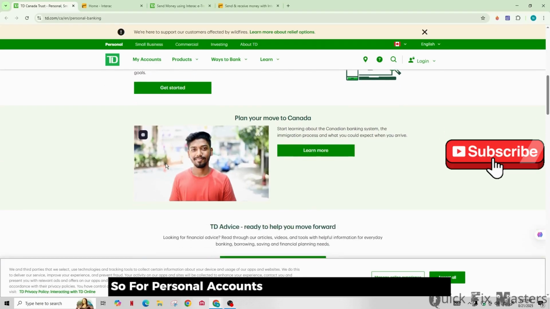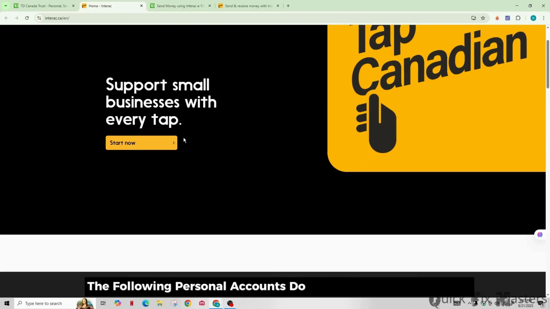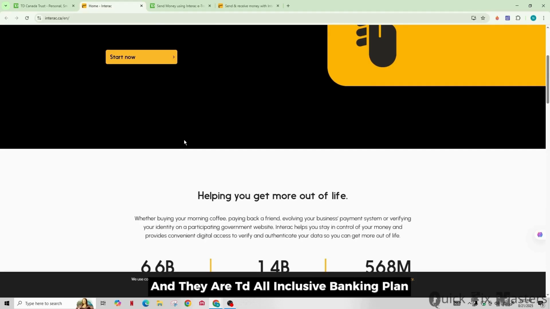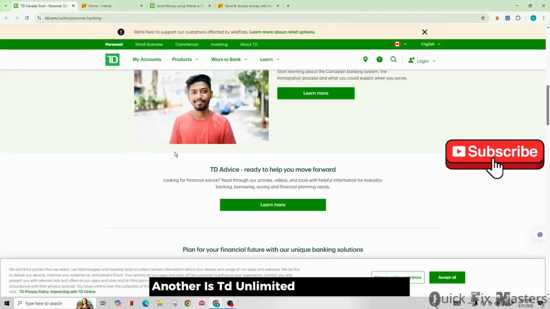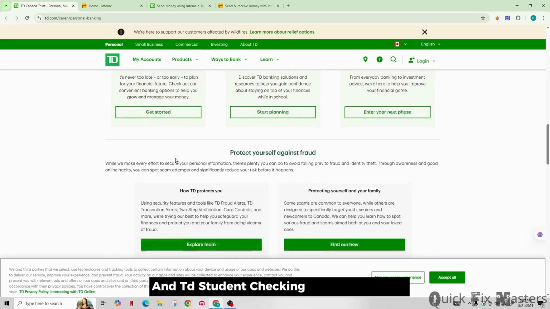So for personal accounts with no Interac transfer fees, the following personal accounts do not have the transfer fees for sending or requesting money, and they are TD All-Inclusive Banking Plan. Another is TD Unlimited Checking Account and TD Everyday Checking Account and TD Student Checking Account as well.